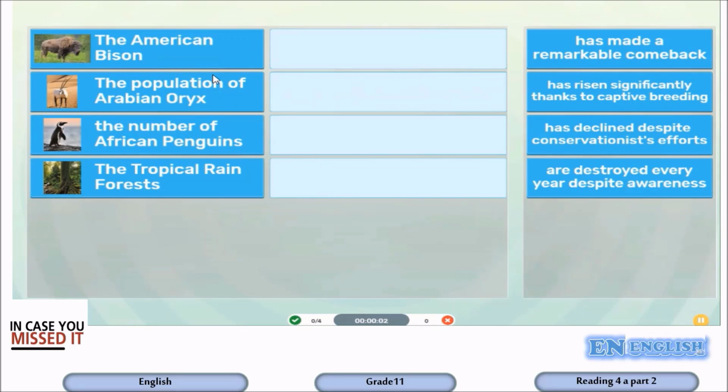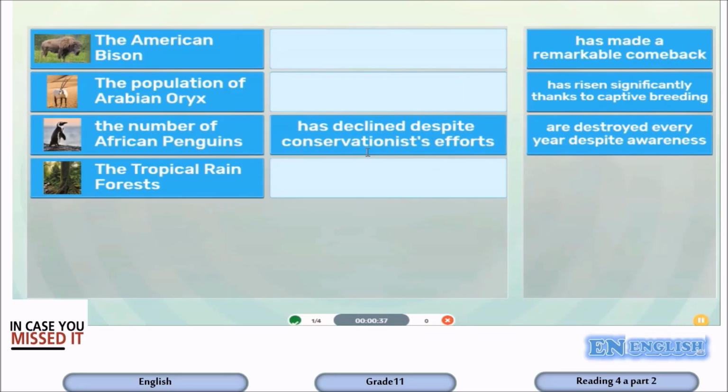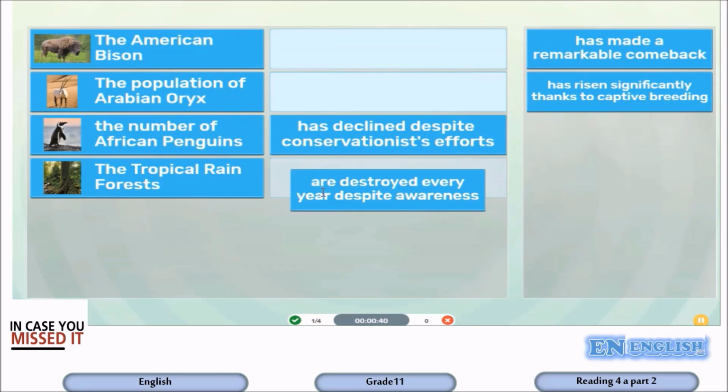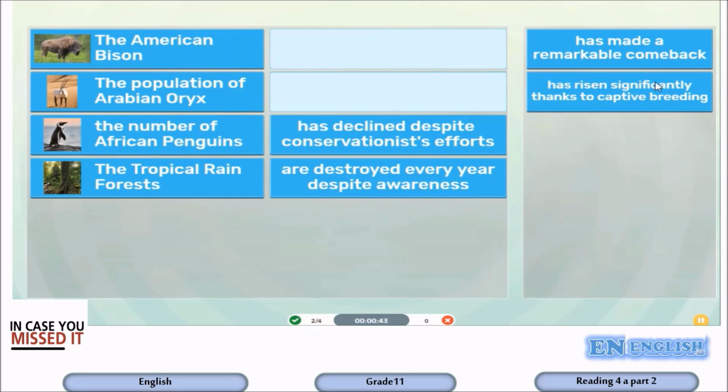So we have the American bison, the population of the Arabian oryx, the number of African penguins, and the tropical rainforest. So which one do you think was a failure? Very good. We do remember that the African penguins and the tropical rainforests are decreasing. So has declined and are destroyed. Which one has declined despite conservationist effort? Very good. Are destroyed every year despite awareness? Excellent. Which one has risen significantly thanks to captive breeding program?